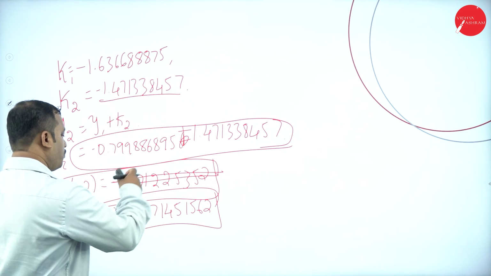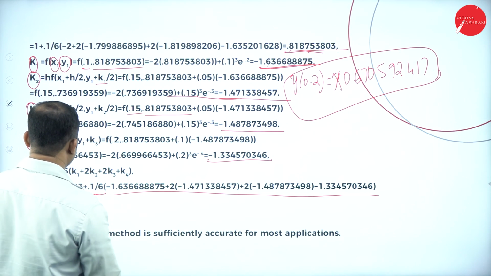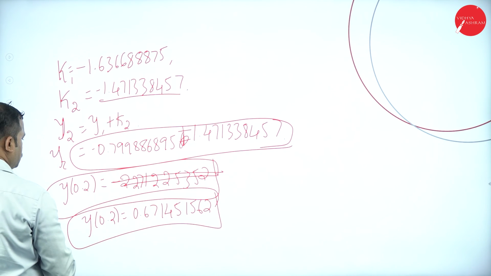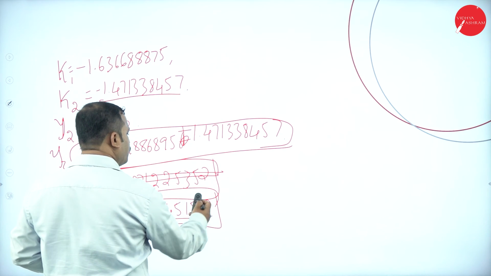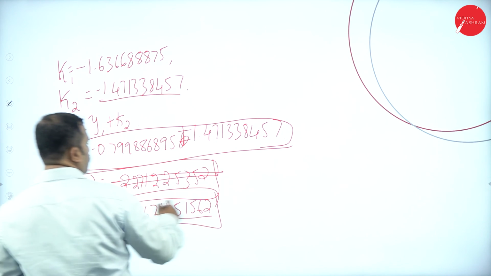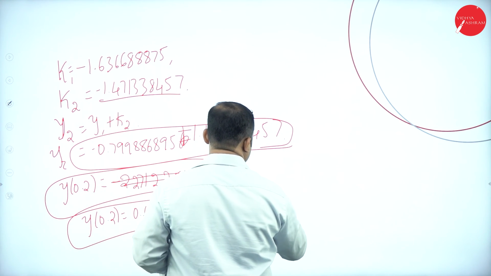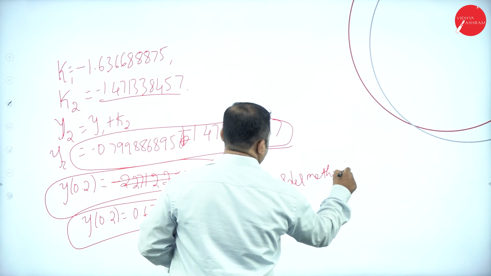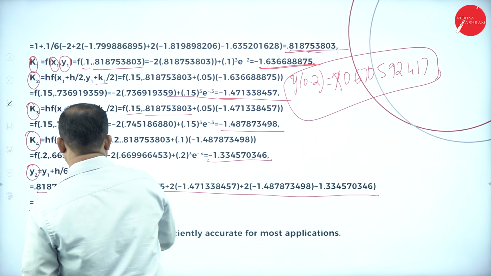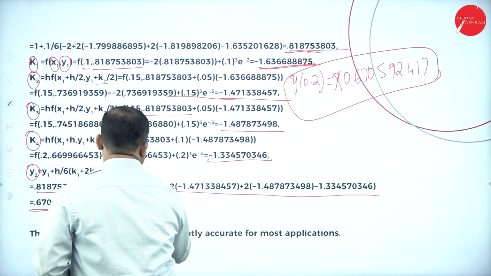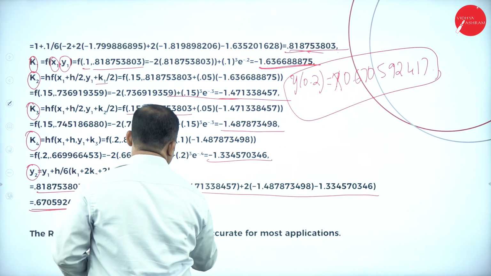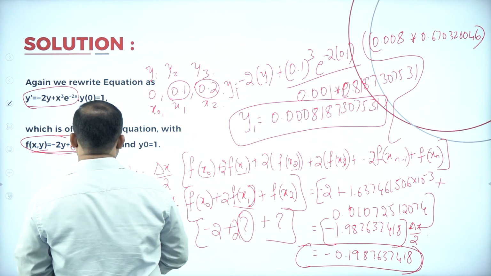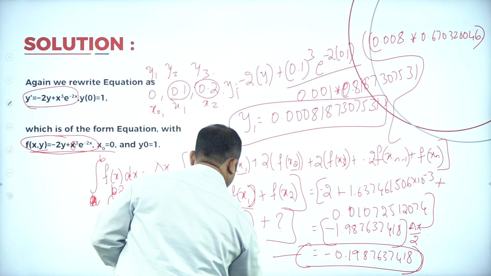What is the value of y of 0.2 using the Runge-Kutta fourth order method? That is 0.67059. What is this method? 0.67014515562. That is by the Runge-Kutta second order method. About the fourth order method, this is by using the fourth order method. This is by the trapezoidal method.